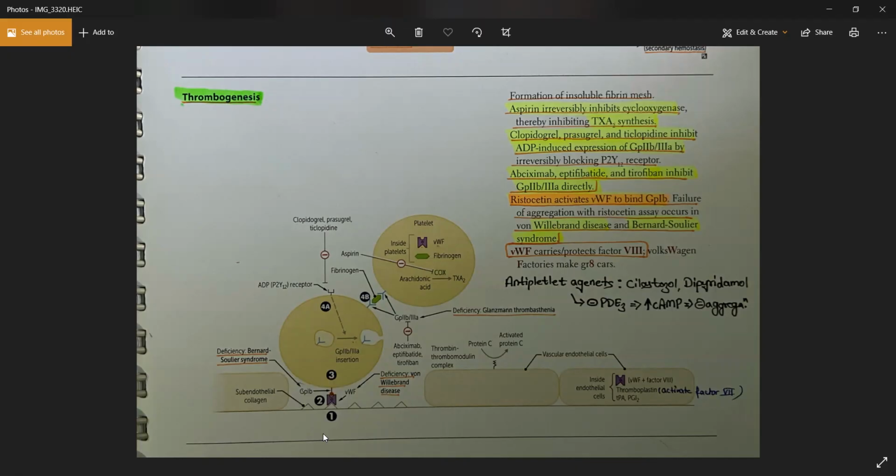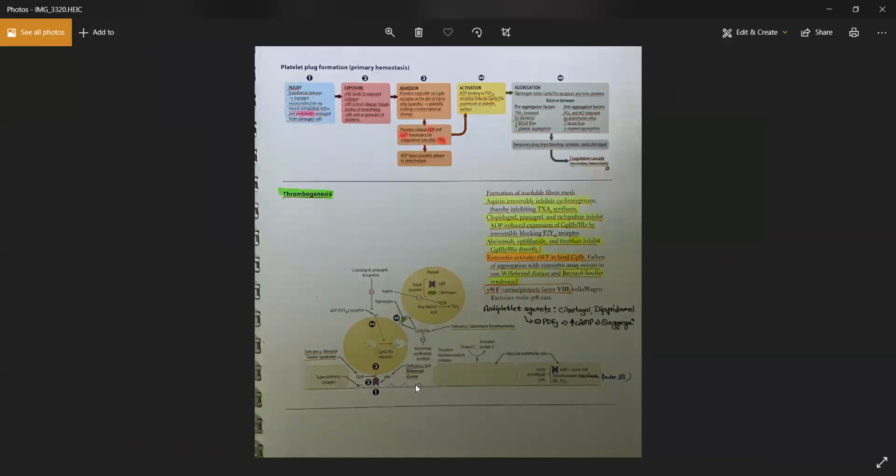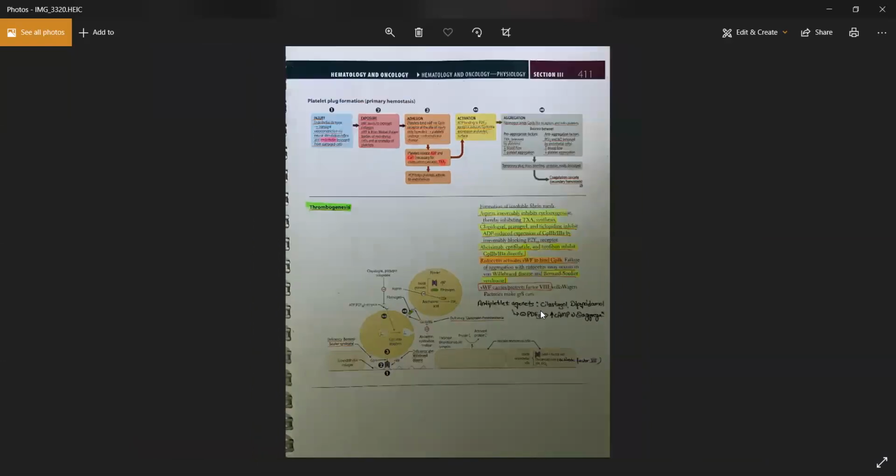Yes. You give the patient ristocetin. If the aggregation does not happen, that means the patient will be deficient of von Willebrand factor or the receptor, so it depends. And this von Willebrand factor is also a carrier of factor 8. Very important.